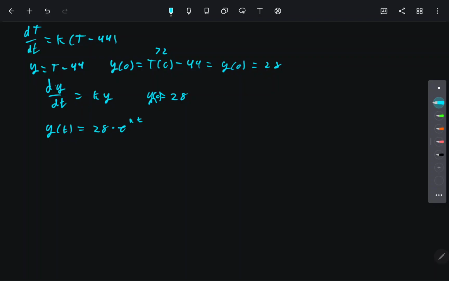Next, we know that T of 30 is equal to 61. Well, we need to get something in Y's for us to use it. So Y of 30 is equal to the 61, using our equation up here, minus 44. So we get 17.